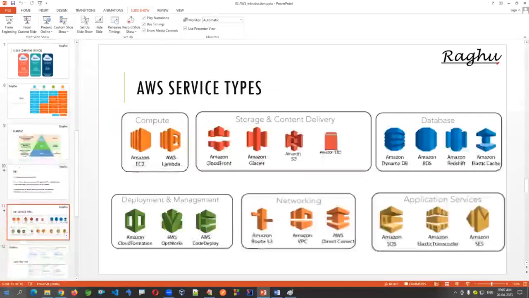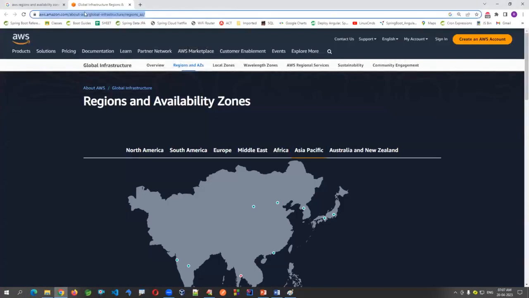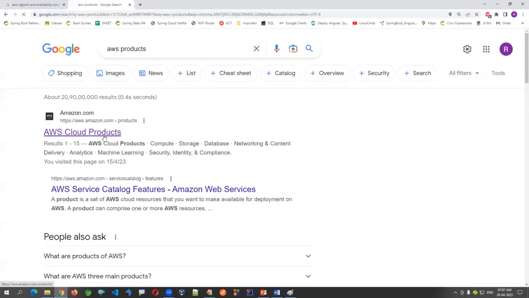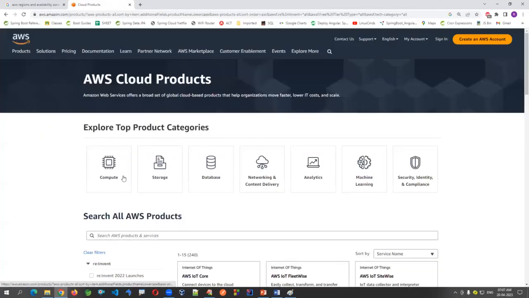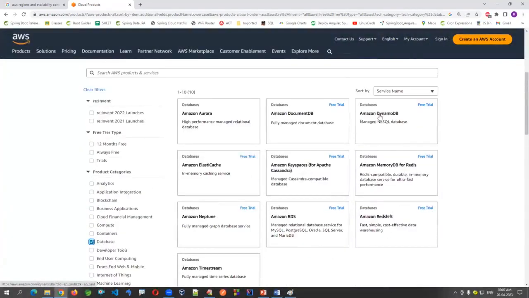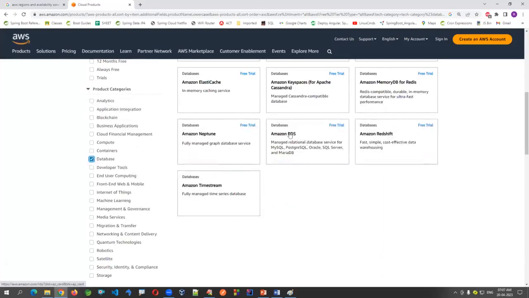If you want to see more services, I'm just typing AWS products. You can click on this and see the types: compute, storage, database, networking and content delivery, analytics, machine learning, security, identity and compliance. Let me click on database. It is showing DynamoDB, and RDS, you can see.